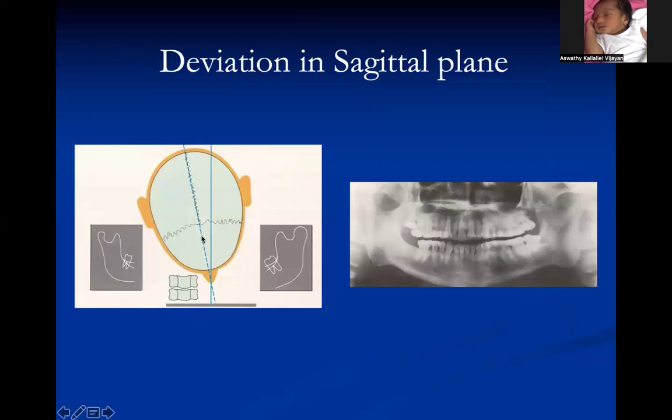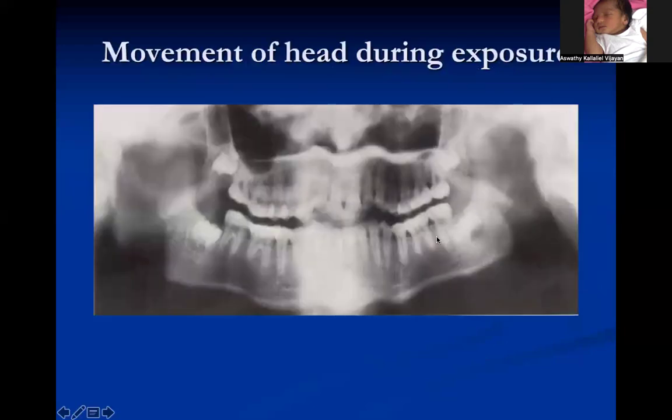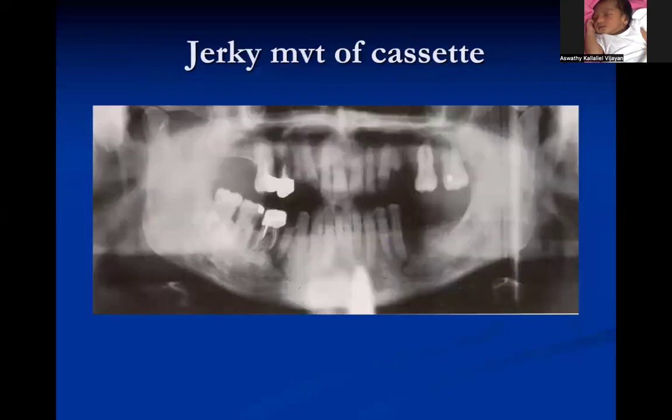Deviation in sagittal plane: if the patient's head is deviated in sagittal plane, one side of the image of the OPG will be minified and the other side will be magnified. Movement of the head during exposure will produce an image like this, where the inferior border of the mandible will not be sharp. Jerky movement of the cassette is also a type of artifact.